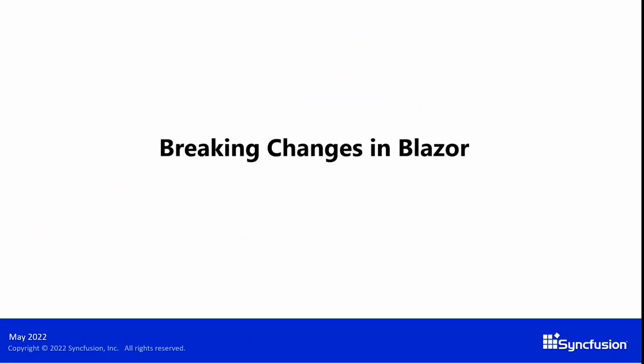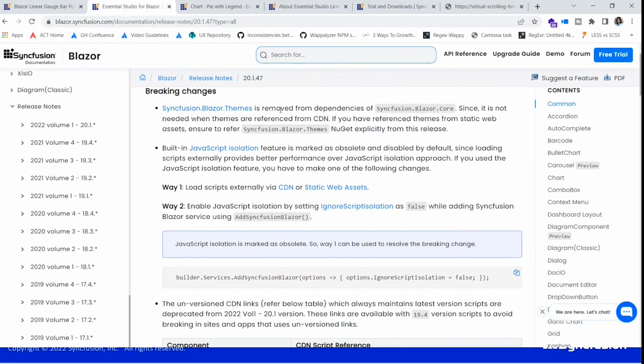And now we'll have a look at some breaking changes introduced in Blazor for this volume 1 2022 release. In this release, we usually used to refer the themes from this Blazor themes package. It would get automatically referred from the syncfusion.blazor.core package. But now from this release, we are removing this dependency from the core package. So this particular package is no more a dependency of this core package.